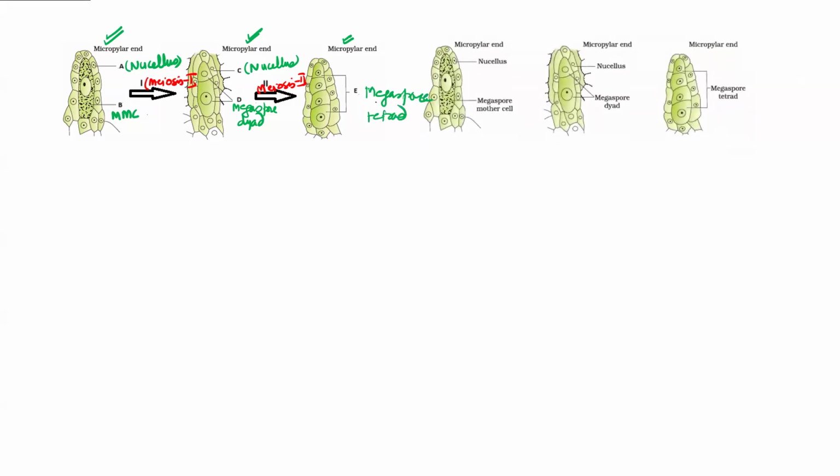Now what is the next option? It is now meiosis 2. After meiosis 2, you find the formation of the megaspore tetrad. Clear? For questions based on ploidy, you should always remember: MMC ploidy is 2N, dyad is haploid, and tetrad is also haploid. Next.